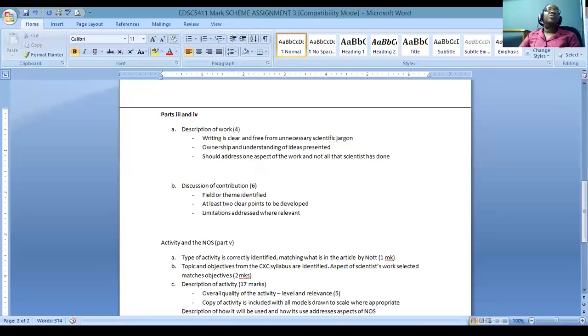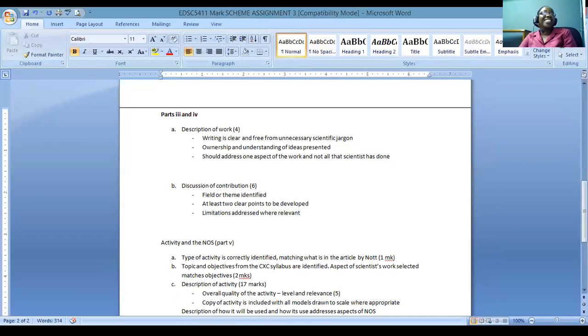Remember that part of 3 is that, apart from describing the work of the scientist, you're supposed to say how the scientist's work has contributed to some field or theme in science. So the 2 clear points means that you need to have two ways in which you think the scientist's work has contributed to some field or theme. That's all it is. Suppose your scientist only did one thing, well, you have to make it into 2 somehow.